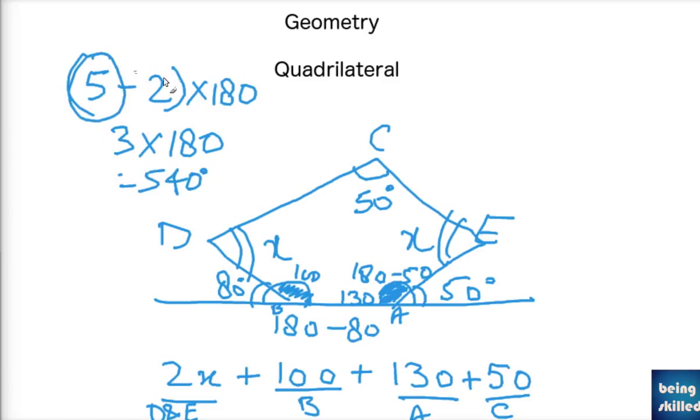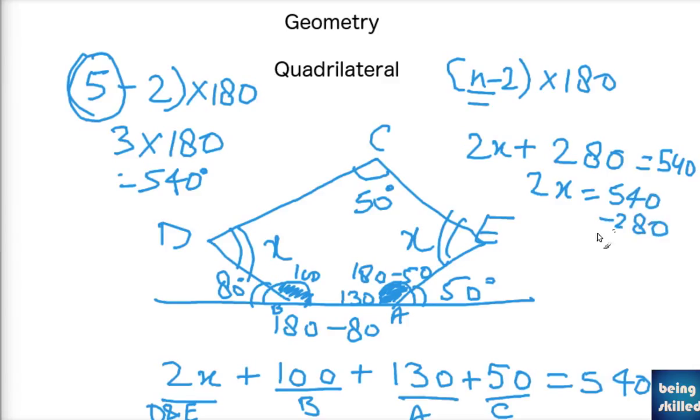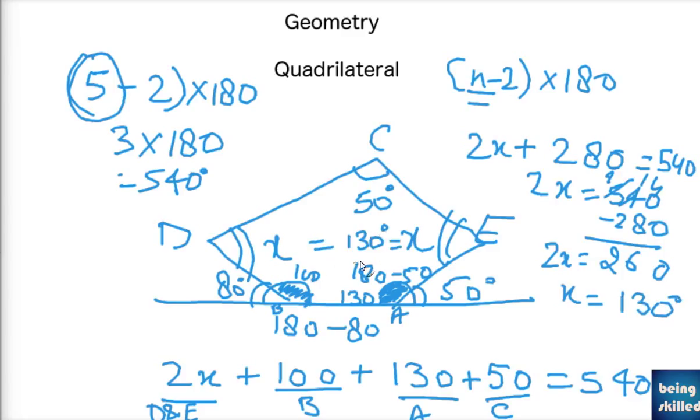Why have we put 5 here? Because the formula for calculating the sum of interior angles of a polygon is (n minus 2) into 180 degrees, where n is the number of sides that particular polygon contains. So just put it equal to 540. Now we have 2x plus 280 equals 540. 2x equals 540 minus 280, which is 260. So 2x equals 260, x equals 130 degrees. So 130 degrees is the value of x.